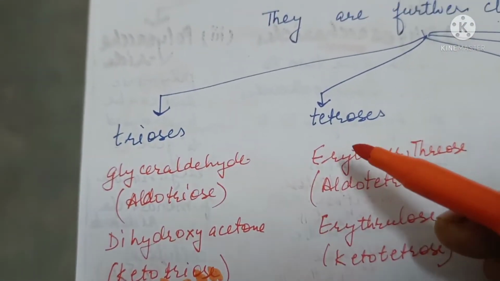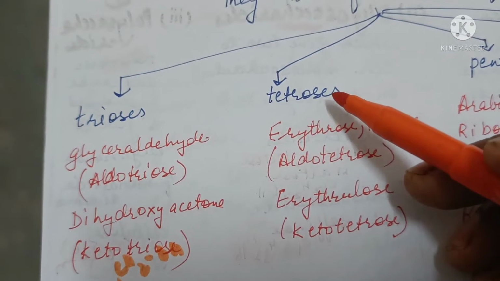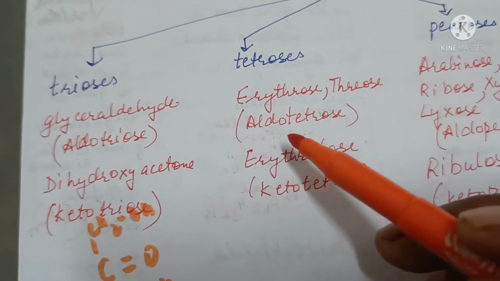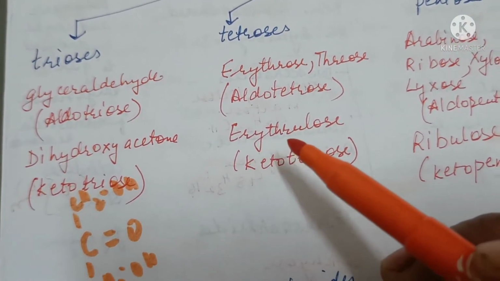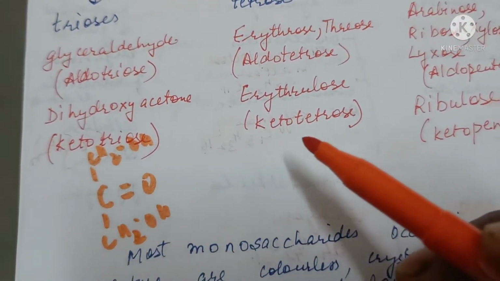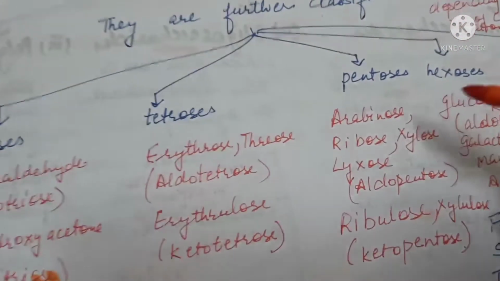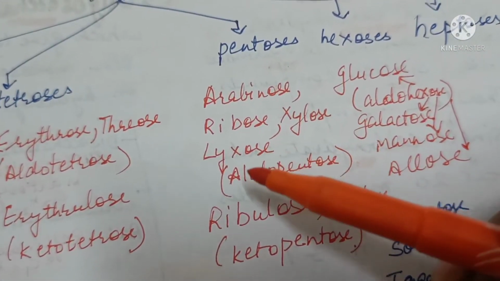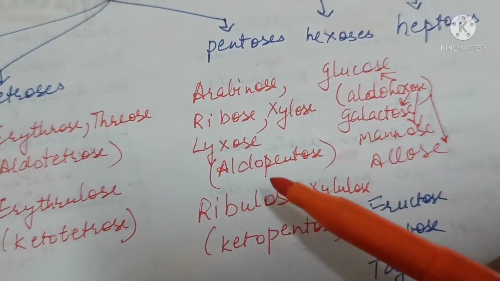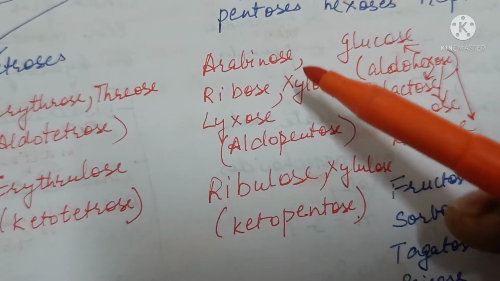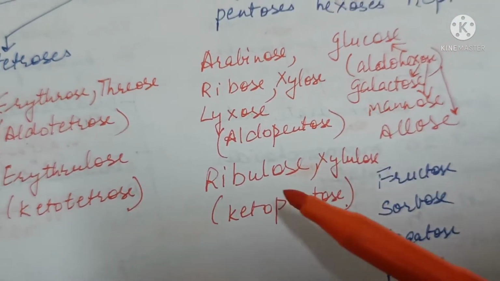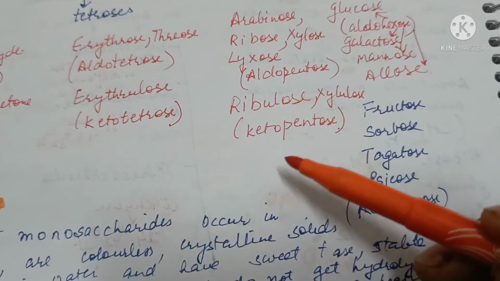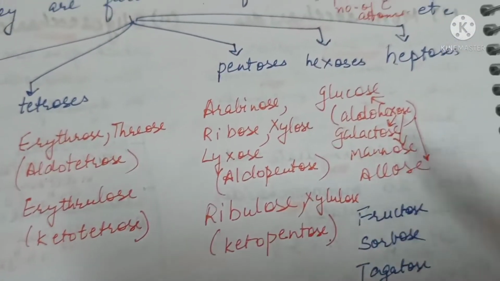Similarly, tetroses will contain 4 carbon atoms. Examples are erythrose and threose, which are aldotetroses, and erythrulose, which is a ketotetrose containing 4 carbon atoms. Pentose examples are arabinose, ribose, xylose, and lyxose, which are aldopentoses. They have aldehyde as functional group. Ribulose and xylulose are ketopentoses. They have C double bond O as functional group.